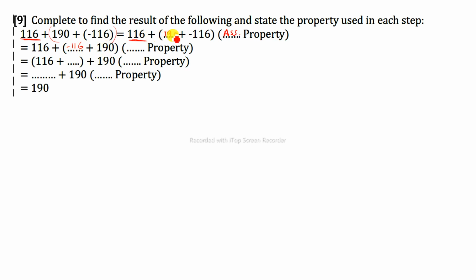كده عمل ايه؟ تبديل لده وده مكان بعض. كده عمل ايه؟ commutative property. وبعدين خد 116 مع ده اللي هو النيجاتيف 116. كده عمل ايه؟ ده وده حطهم في براكت، عمل كده ايه؟ associative property.